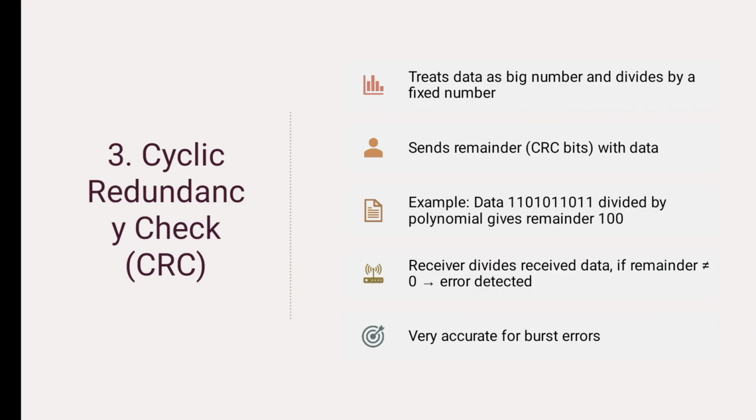The third one is cyclic redundancy check, that is CRC. CRC treats the data as a big number and divides it by a fixed number called a generator polynomial. The remainder from this division is sent along with the data. For example, dividing data 1101011011 by a polynomial might give a remainder of 100. The receiver performs the same division. If the remainder is not 0, it means the data has errors. CRC is very good at detecting burst errors and is widely used in Ethernet and Wi-Fi.